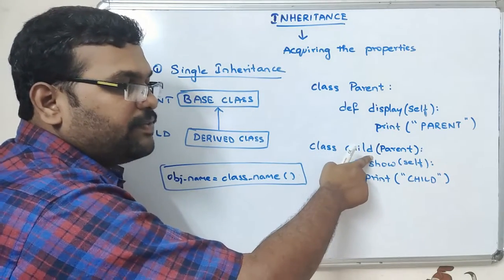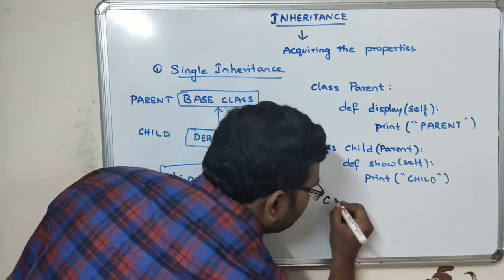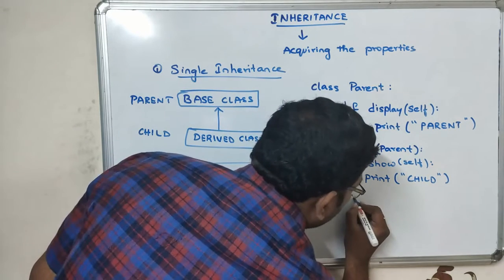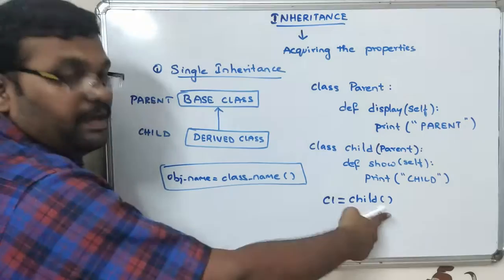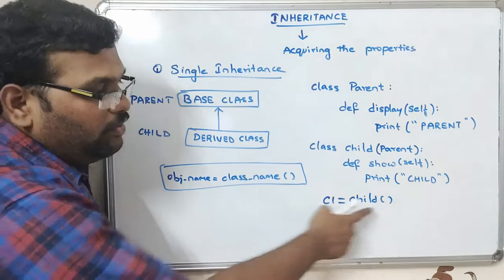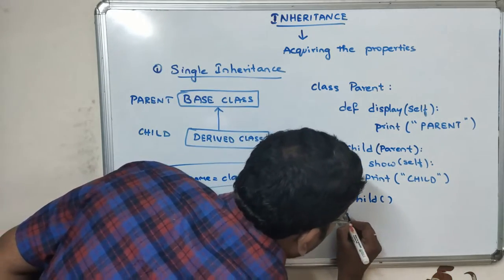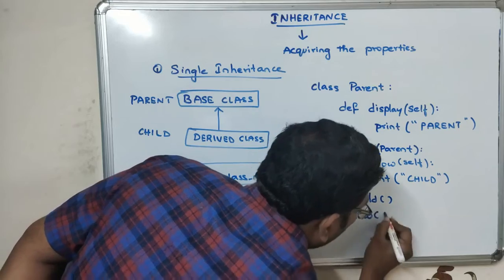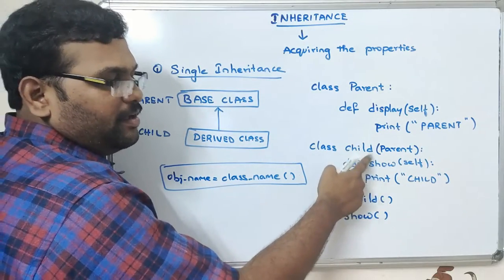We can create an object for child because child is already derived from parent. So I am writing C1 is equal to child. This statement will instantiate the object C1 for a child. So we can access C1 dot show. Show is nothing but a method of a child.